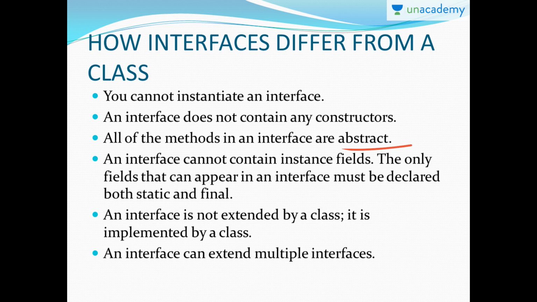And the only fields present in an interface would be static and final. Static is nothing but those values would be constant and they cannot be changed during the execution. And final means the values given to constants when declared final will never be changed, they will be the same. And an interface will not be extended by a class, it is implemented by a class. As I have told you all, we do not inherit it directly by using the extends keyword, whereas we use the implements keyword to inherit the interface containing the abstract methods. So that is the thing over here.